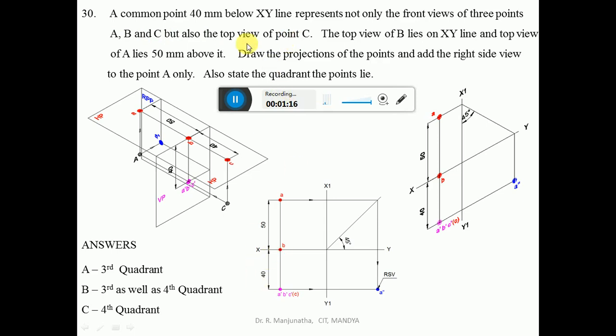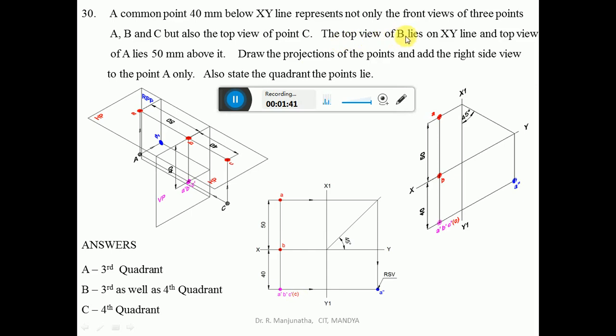So that means 40 mm below XY line. So XY line is here. From here you measure 40 mm below XY line and you mark this point. You mark this point as front view of 3 points A dash, B dash and C dash, but also the top view of C. But C dash and C both are at the same distance, so you mark this point as small c within brackets.